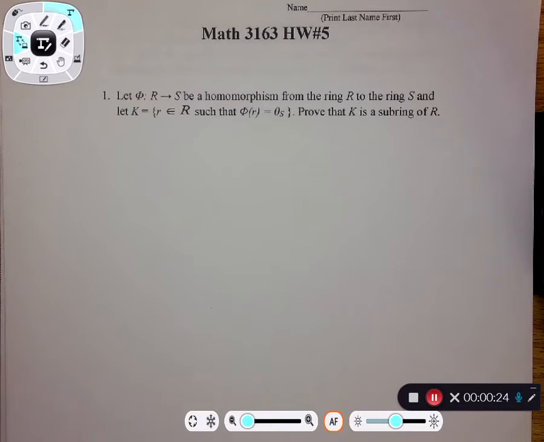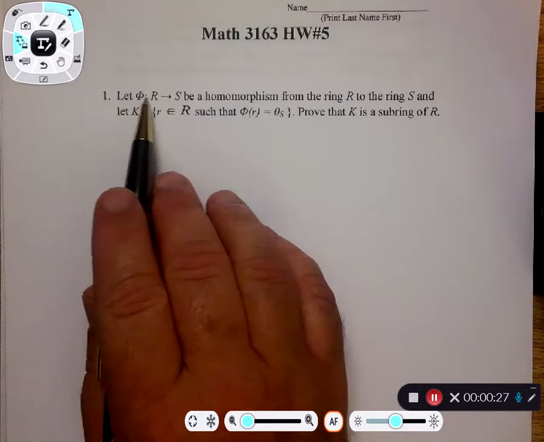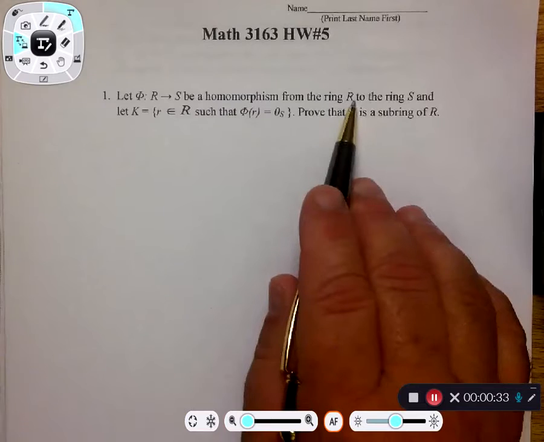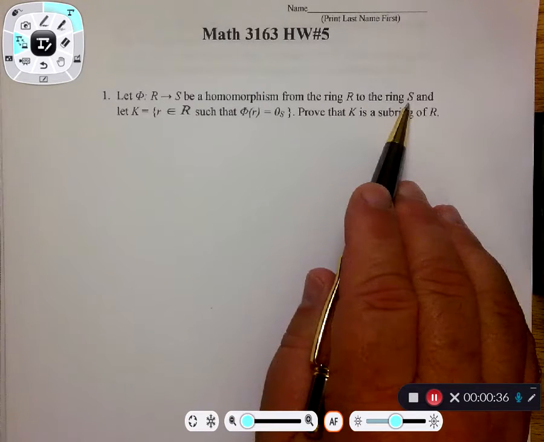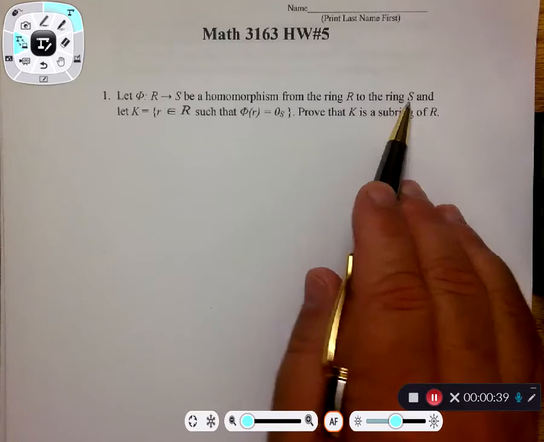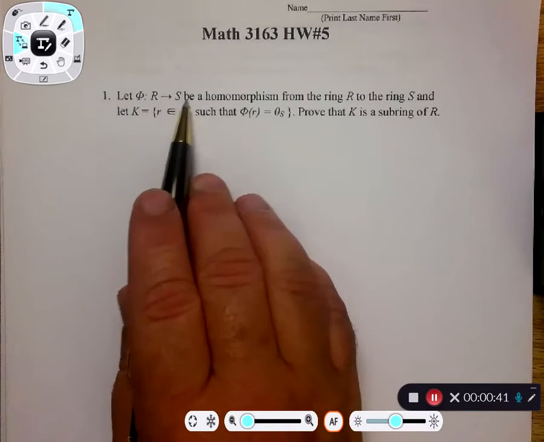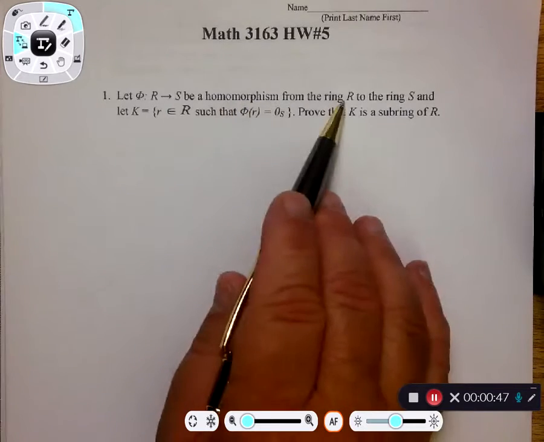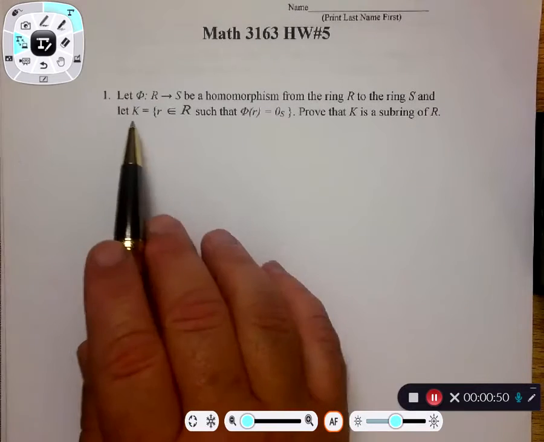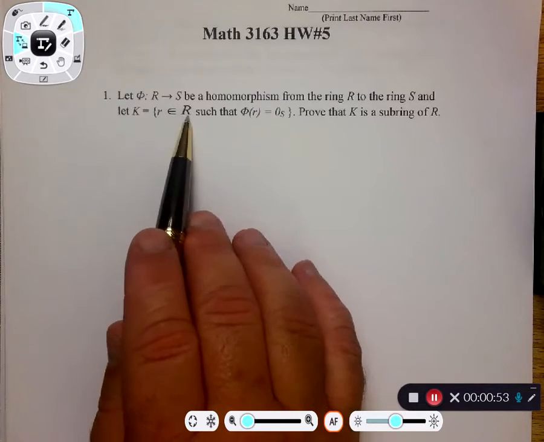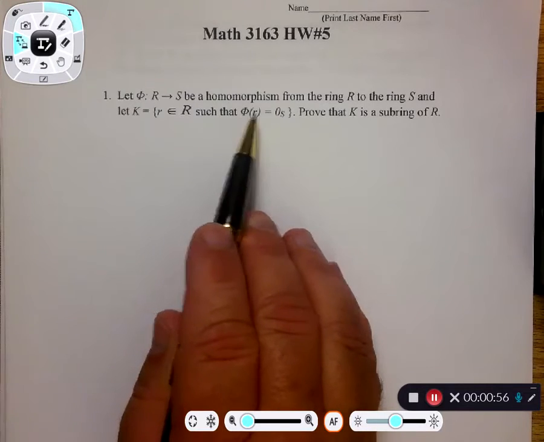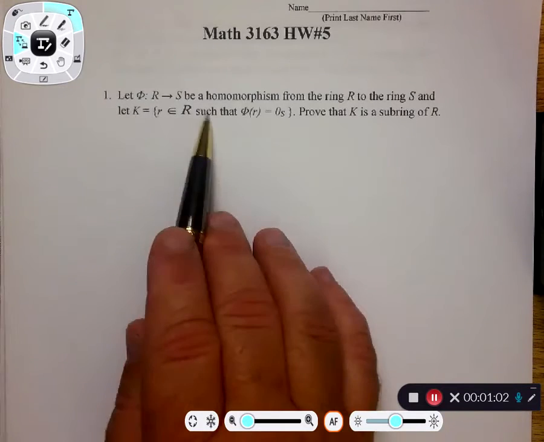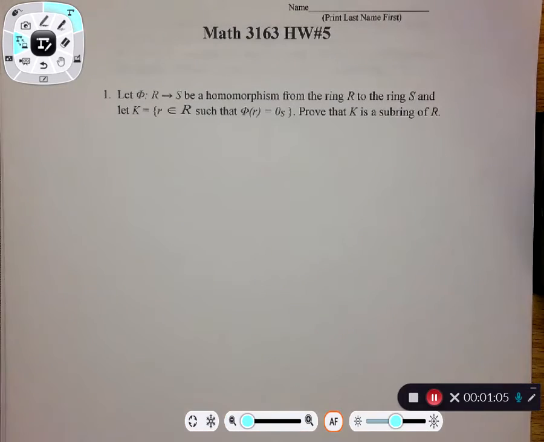In this particular problem, let phi be a mapping from R to S, a homomorphism from ring R to ring S. Another way I could have stated that was let phi be a mapping from R to S be a ring homomorphism. That says that phi is the homomorphism and R and S are rings. And let K be equal to the elements little r from big R such that phi of r is equal to 0s. We're going to prove that K, which, as mentioned before, is the kernel of the mapping phi, is a subring of R.